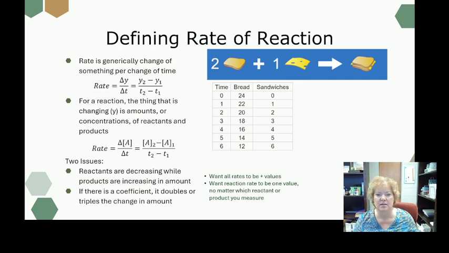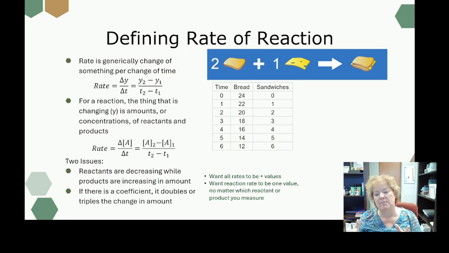Again, defining rates: rates in general are a change in something per change in time. So a change in y, some variable, some substance, in this case the amount of products or reactants, over a specific period of time. Typically rates can be calculated like we do in math class with a slope: y2 minus y1, the final value minus the initial value, over the final time minus the initial time, the time duration.